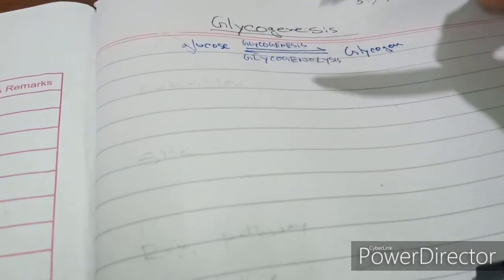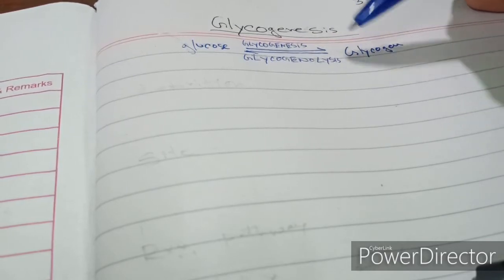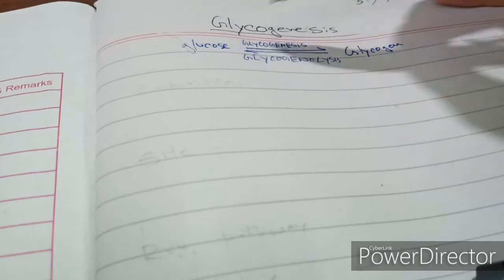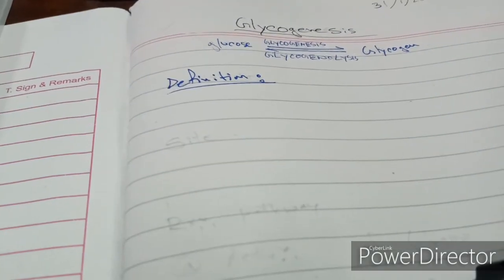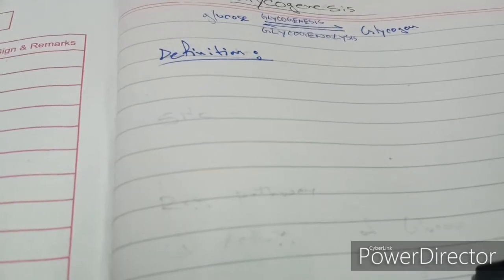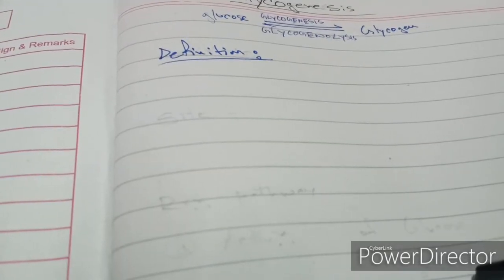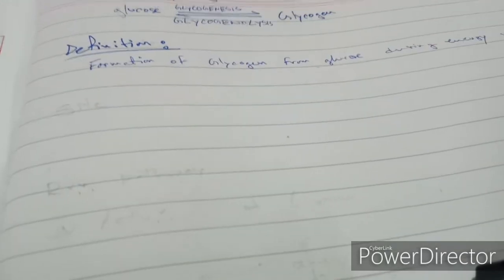And glycogenolysis is the production of glucose. This is catabolism, formation of glucose from glycogen. This occurs during fasting. And let us know the definition. Glycogenesis is the formation of glycogen from glucose during the energy-rich state.